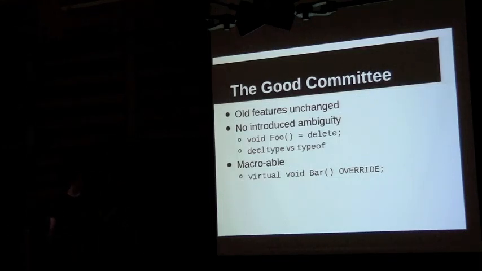Another thing that came up yesterday is decltype versus typeof. We use GCC, so we can use typeof, and we were using typeof, which is why it's called decltype. If you read Howard's discussion of this yesterday, it's kind of nice that these old features are still there, even if they might be frowned upon. We like it. And some of the new features are what I call macroable. If I want to override something, I can easily write a macro that is there in C++11 or not there in C++03.